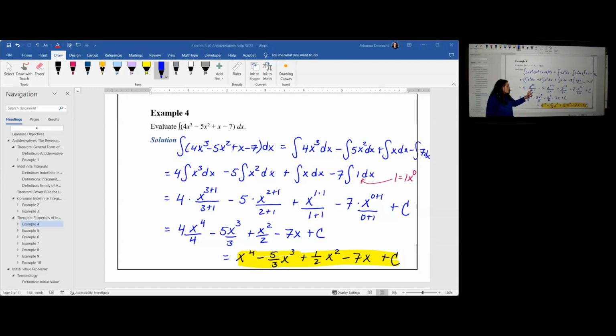Then I can apply the power rule by adding 1 to the power and dividing by the new power. I apply this to each of the indefinite integrals. Each one carries its own plus c, but I roll them all together into one big plus c, which I tack on the end. Simplifying gives me x to the 4th minus 5/3 x cubed plus 1/2 x squared minus 7x plus c.